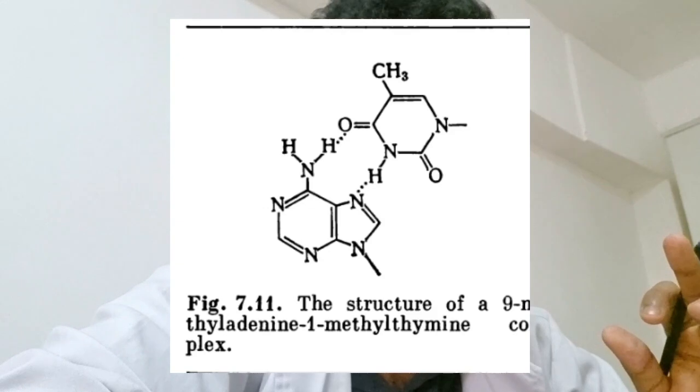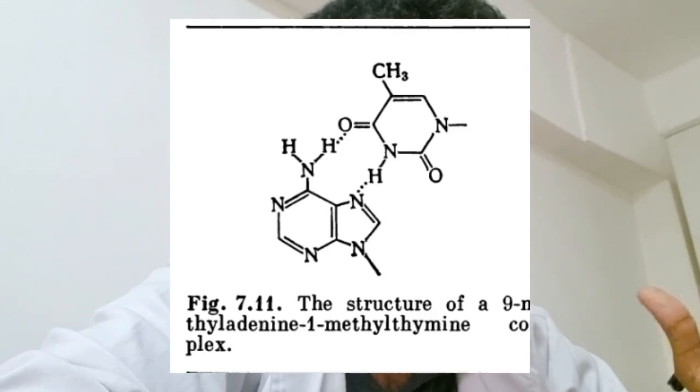The double helix coiled structure was proposed by Watson and Crick. So there are some structures that differ from that. For example, in this photo you have seen the structure of 9-methyl adenine and 1-methyl thymine.